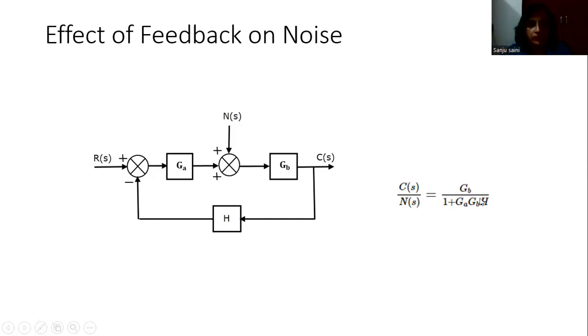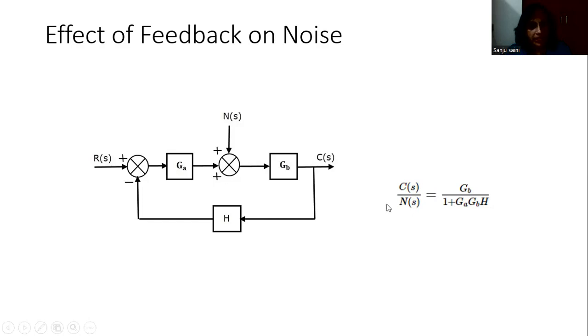So the overall transfer function of this system becomes equal to GB divided by 1 plus GA into GB into H. So GA and GB correspond to the plant, but we can select H in such a way that this becomes as high as possible. So the effect of noise is, in case the denominator is becoming high, then C(s)/N(s) becomes very small, because if the denominator is high, the overall function will become less. So it can be made very small by a suitable choice of H.